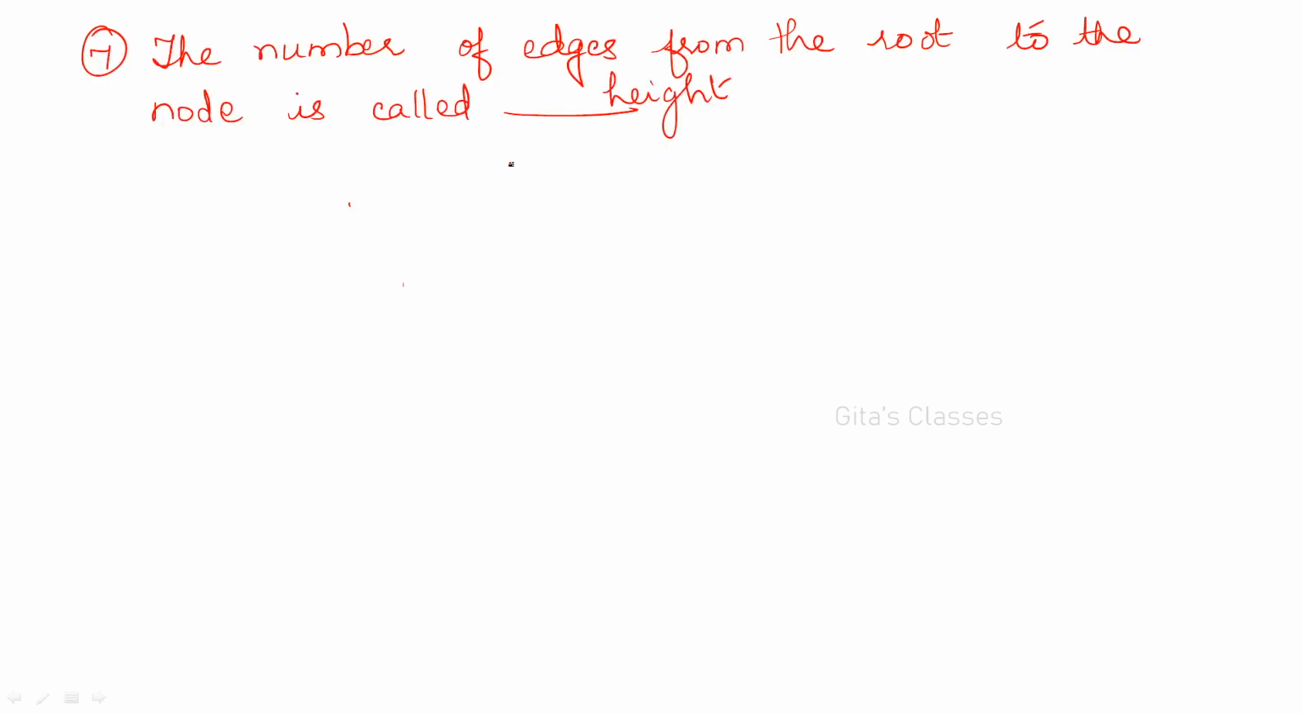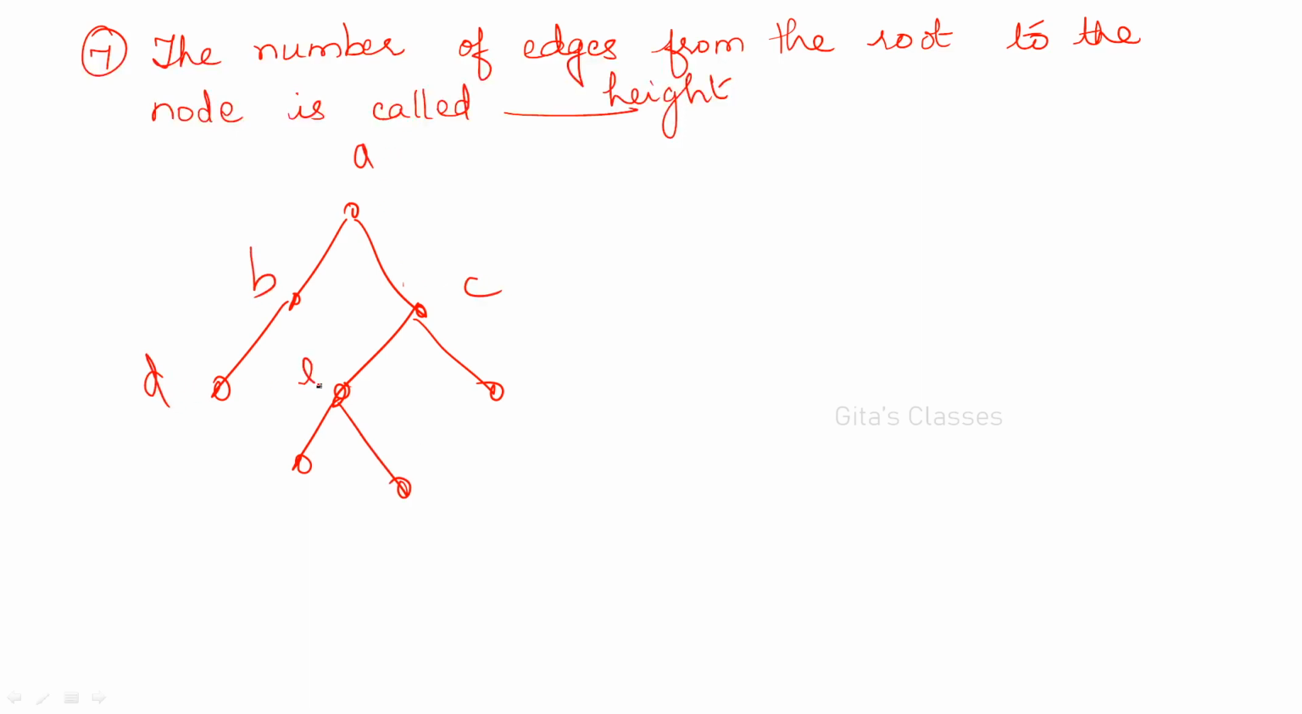The number of edges from the root to the node is called the height of the node. Actually, I have given this answer. Height is the answer. Okay. So if you have a graph like this, A, B, C, D, E, F, G and H. Actually, height of F is 2. 1, 2.